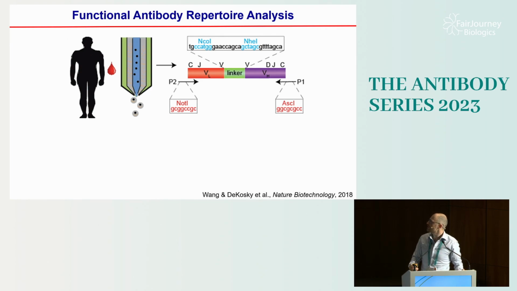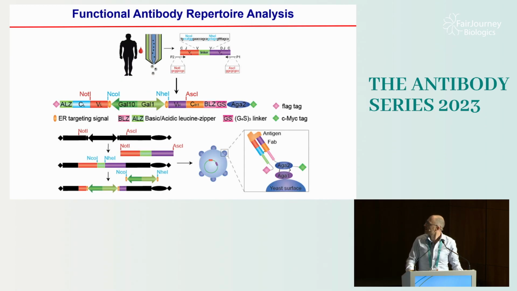And we found that yeast display was a really effective solution for that. So what we did was we added restriction sites into the linker region at the center. And then, of course, it's trivial to add them to the outside just by doing another round of PCR.